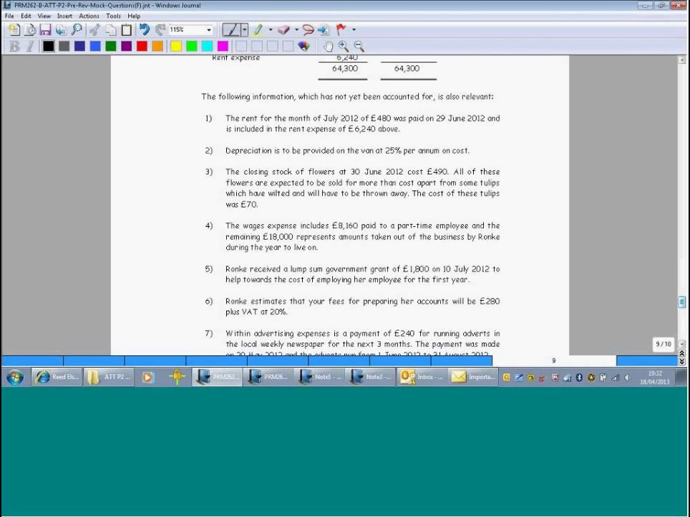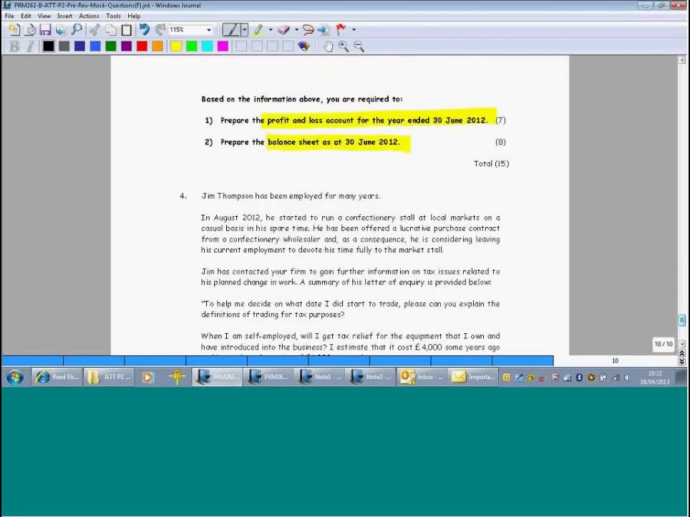Now, the way I would start a question like this, I would actually have a whole page in my answer setting up my basic P&L pro forma. And I would put sales less cost of sales, and I'd break that down, showing opening stock plus purchases less closing stock, leave some space, and then put less expenses.